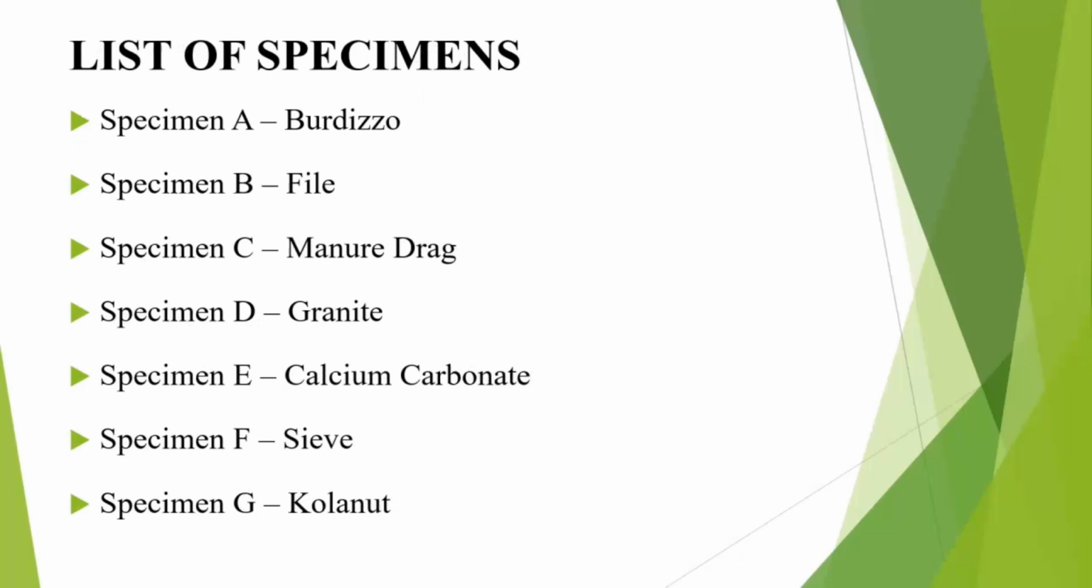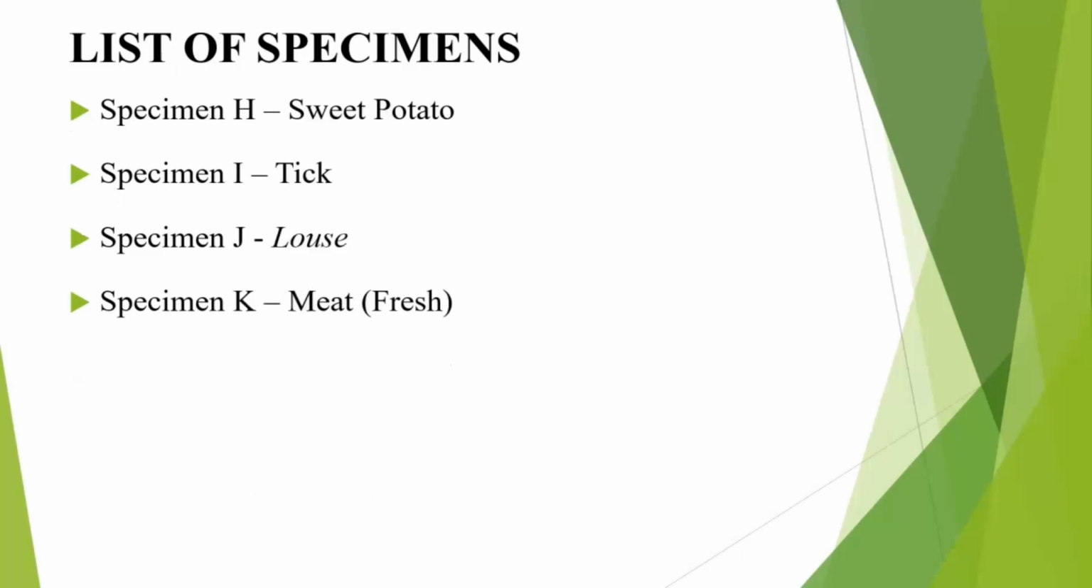So here is the list of specimens for the 2025 NECO Agricultural Science Practical Examination. Specimen A is the Burdizzo, Specimen B is a file, Specimen C is a manure drag, D is granite, E is the calcium carbonate, Specimen F is a sieve, Specimen G is kolanut, then Specimen H is sweet potato, Specimen I is a tick, Specimen J is a louse, and lastly Specimen K is fresh meat.